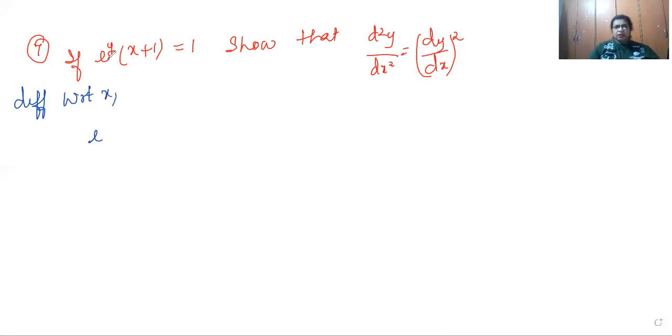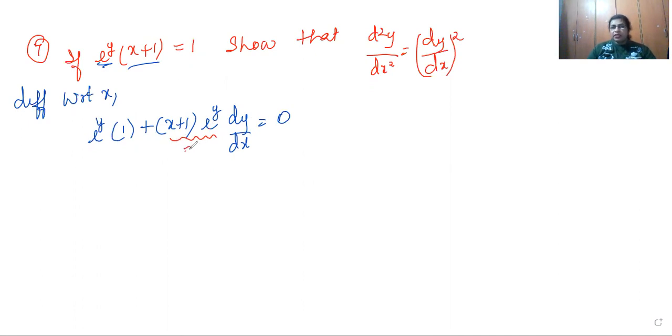So therefore I get here, this is a product rule. So first term into derivative of second: derivative of x is 1, one's derivative is 0. Plus second term into, what is e power y's derivative? e power y is e power y into dy by dx, is equal to 0. Now remember, before you proceed with the second step, you have to check who is this one from the question. e power y into (x plus 1), what is that equal to? 1, because this is equal to 1 from the question. If you don't substitute, then you may not reach this answer. So try and substitute in the second step itself.